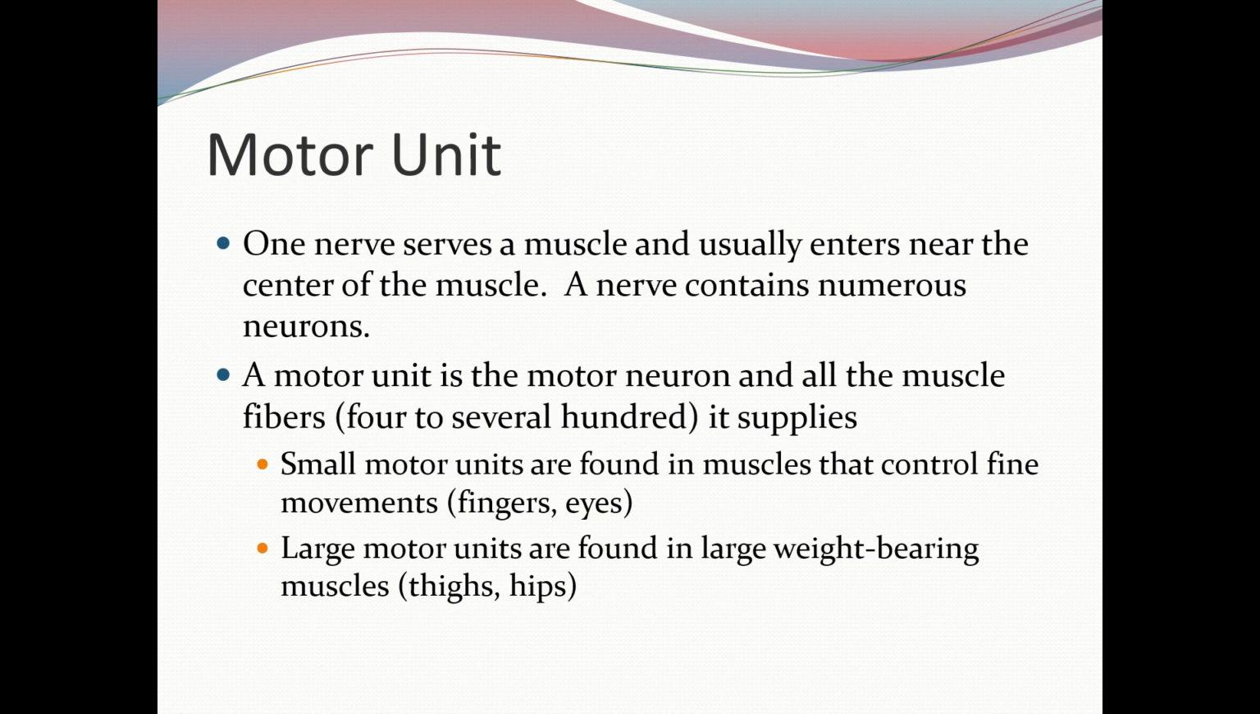So a motor neuron has what's called a motor unit. One nerve will serve a muscle, and it usually enters the center of the muscle. Within a nerve are going to be numerous neurons, thousands of them, if not more. A motor unit will be a motor neuron and all the muscle fibers it supplies. The motor neuron will branch out, all those little axon terminals will branch out, and it will connect to several muscle fibers. So one motor neuron can have several neuromuscular junctions and excite several muscle fibers, causing the end plate potential to occur and the action potential to be propagated.